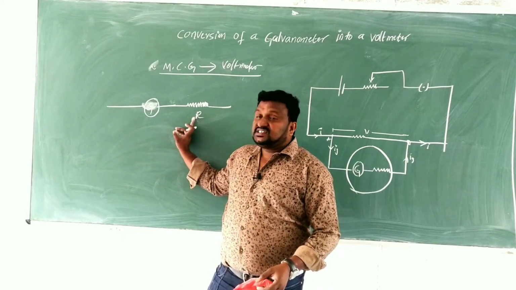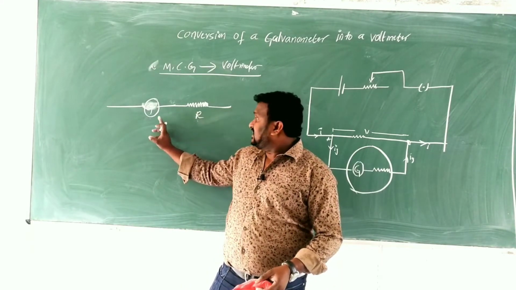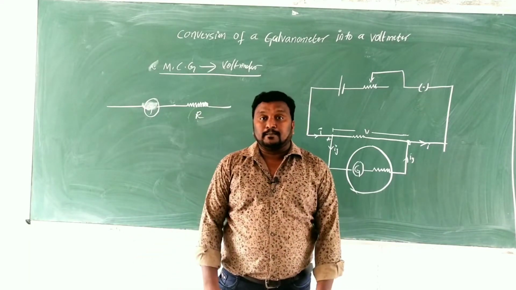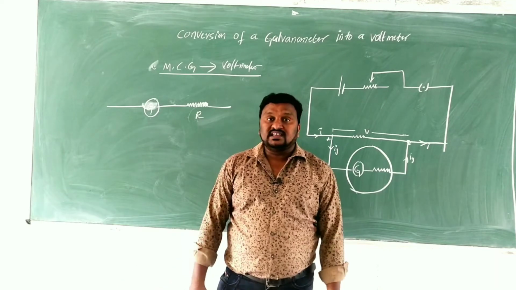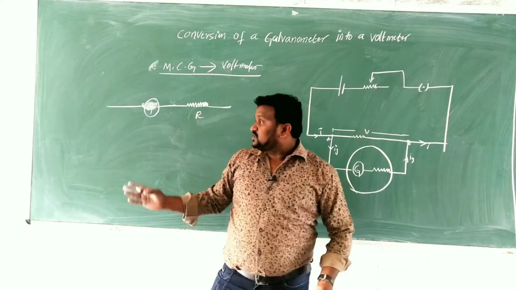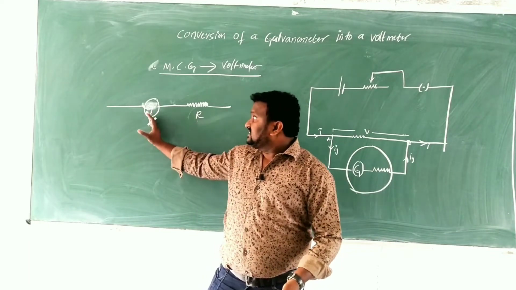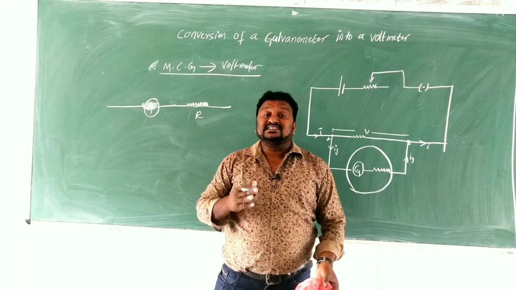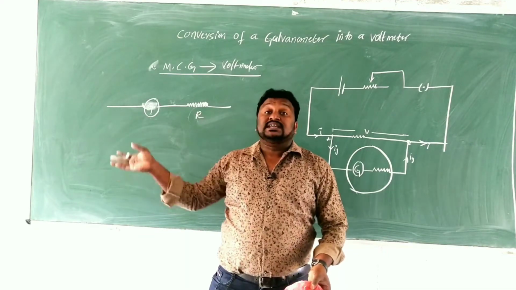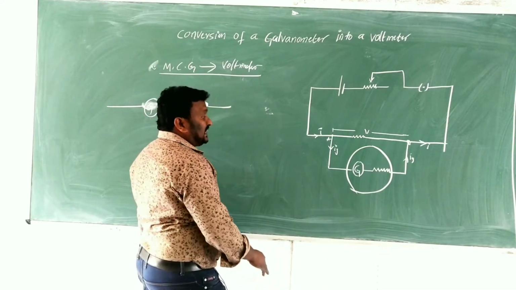Simply, the galvanometer is connected in series with the high resistance value R. Then obviously the galvanometer is converted to the voltmeter. So children, in this case G and R both are in series. Now it is a voltmeter. That particular voltmeter should be connected.